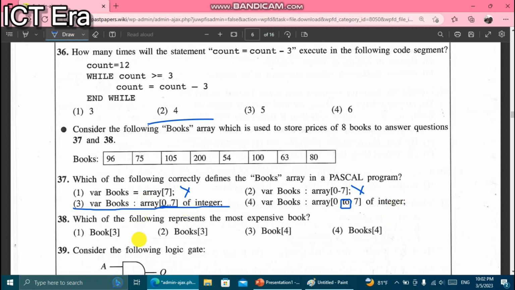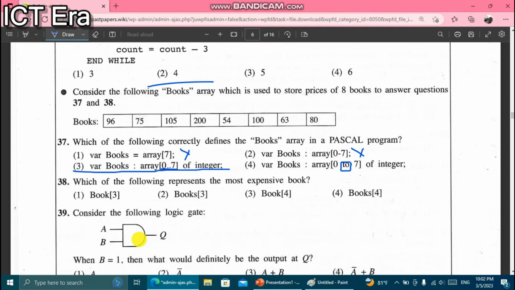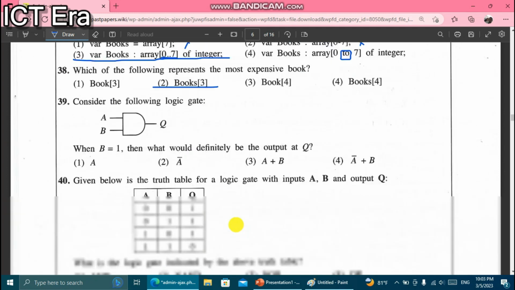Right. 38th question. Which of the following represents the most expensive book? Here, which one? 0, 1, 2, 3, 4, 5, 6, 7. So which one is the most expensive book? 3. Books 3, not book 3. It should be the second one.